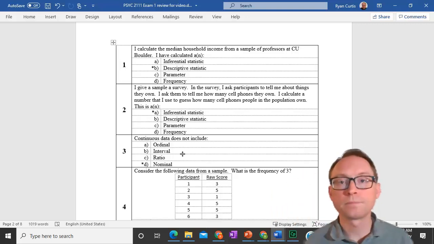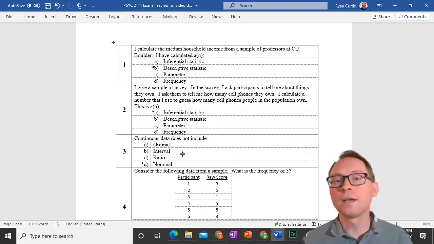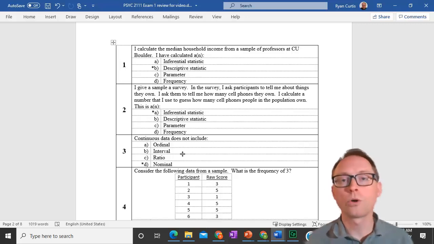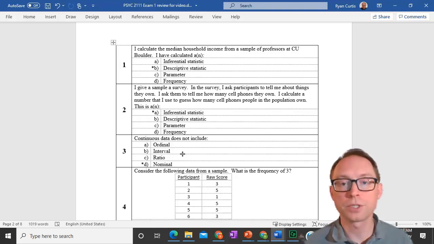Number 3, continuous data does not include nominal. Ordinal, interval, and ratio, we're using all three of those as continuous data. Nominal data is not continuous, it's categorical.